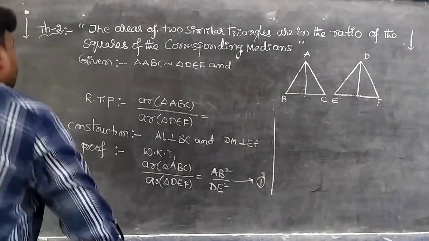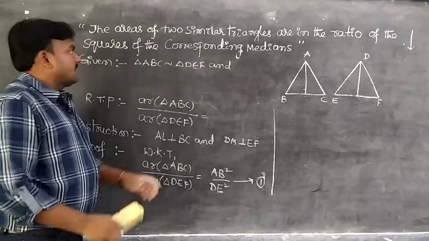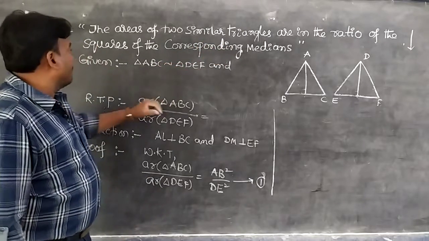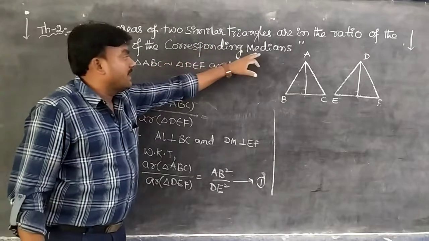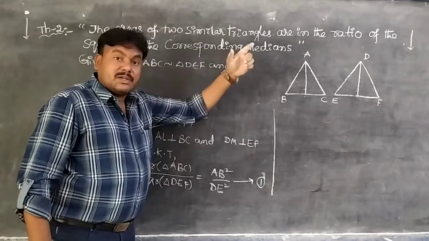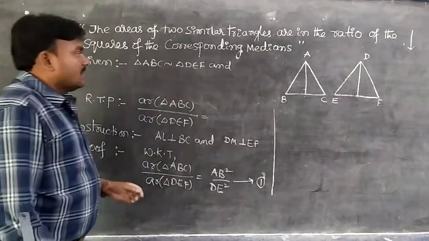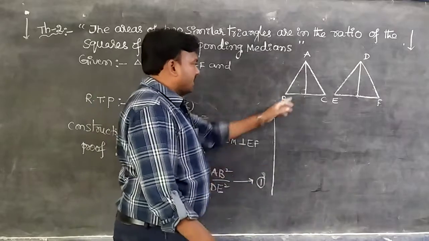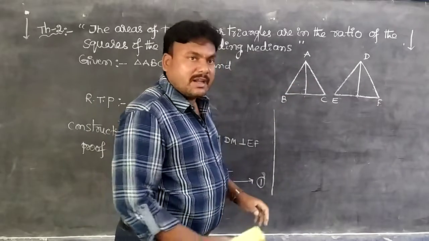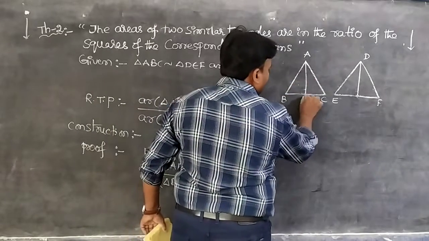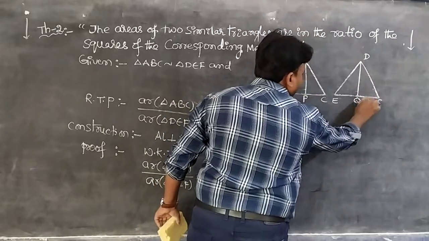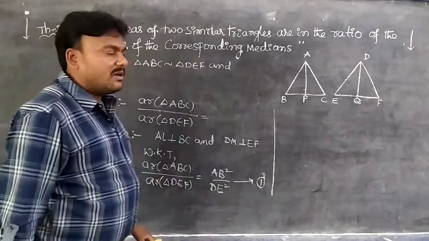Next, observe the next theorem. The areas of two similar triangles are in the ratio of the squares of the corresponding medians. In the previous theorem we discussed altitudes, here medians, students. So we draw a diagram like this. ABC and DEF are two similar triangles, and here AP and DQ are medians.